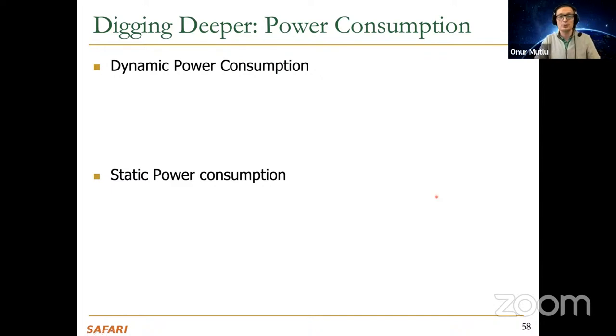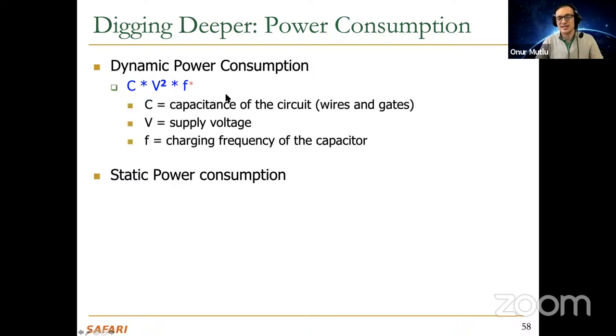So there are two ways power gets consumed in logic circuits. One is dynamic and the other is static. Let's take a look at the dynamic part. Dynamic power consumption is also called switching power, and it looks like this. You have the capacitance of the circuit multiplied by the voltage squared times the switching frequency. So C is the capacitance of the circuit, wires and gates, the load capacitance, of course, when you switch it. V is the supply voltage, and F is the charging frequency of the capacitor. When you model the circuit as a capacitor, how often do you charge it and discharge it, essentially?